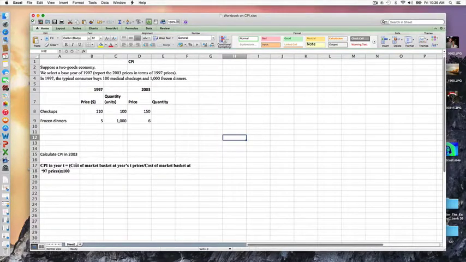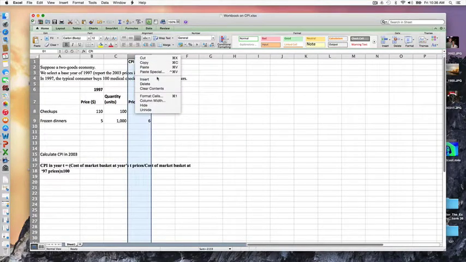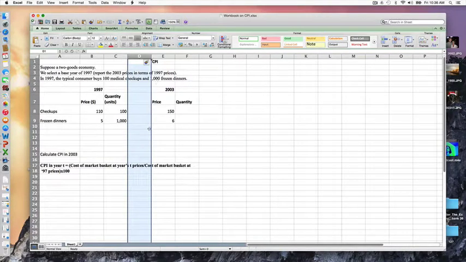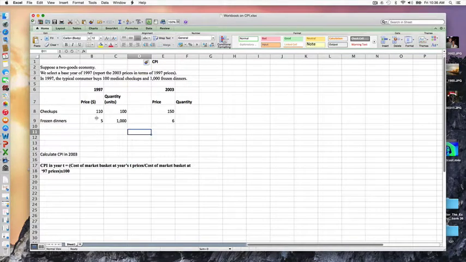To be able to calculate the cost of market basket in each of these two years, we need a value column that we don't have here. Value: how much it costs us in dollars to buy those goods per year. We cannot add quantities in units and prices, because there are different prices, different units. So we need to calculate value.